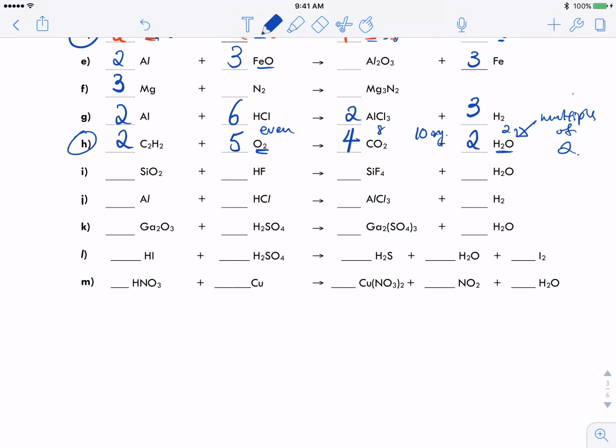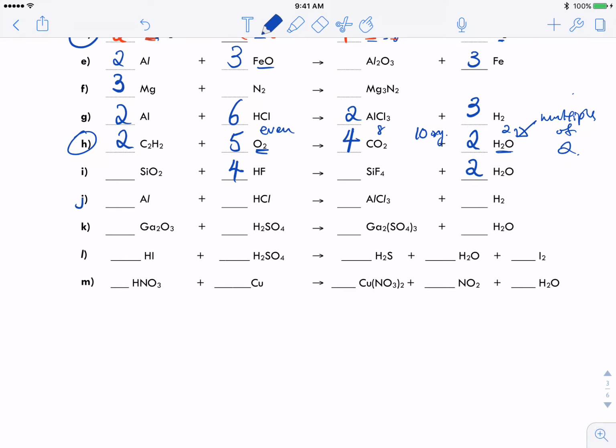Next, let's look at question I. Silicon dioxide plus hydrogen fluoride gives us silicon fluoride and water. So how to balance? Let's balance F first. There's 4 F on the right hand side, so I times 4. That means that there's 4 hydrogen on the left hand side. On the right hand side, there's 2, so times 2. Then it should be balanced already.